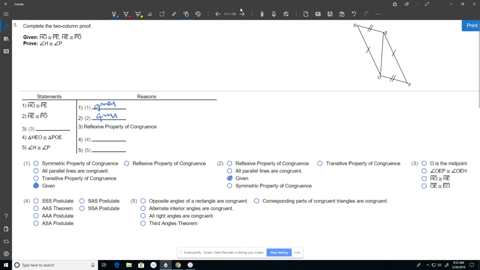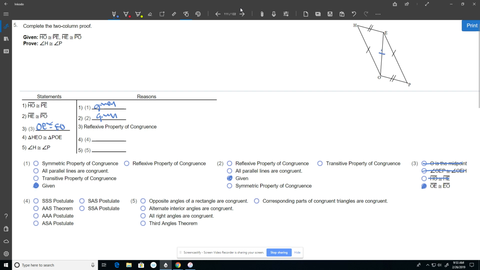Step 3 wants you to use the reflexive property, which we just talked about. So looking at these options for 3, O is the midpoint. That has nothing to do with reflection. OEP and OEH, those are angles. That has nothing to do with reflection. HO is congruent to HE. So that's saying that HO and HE are congruent, which for 1, they're not. For 2, HO and HE aren't the same. So that leaves OE is congruent to EO, which is what we want. OE is congruent to EO because they're the same line. That's the reflexive property.